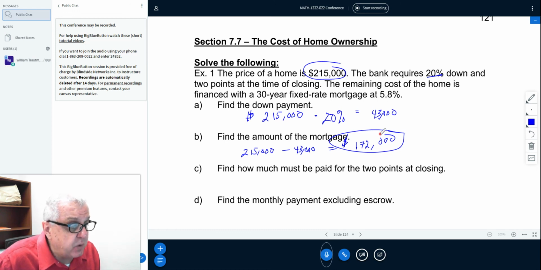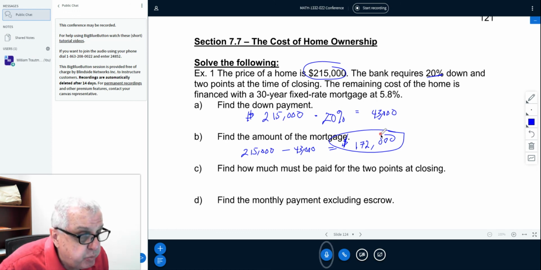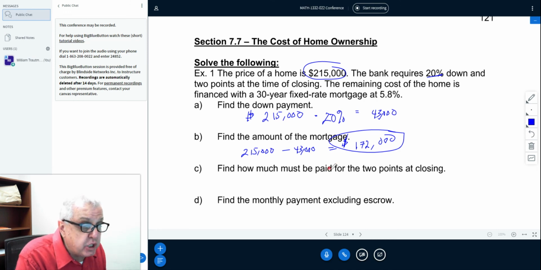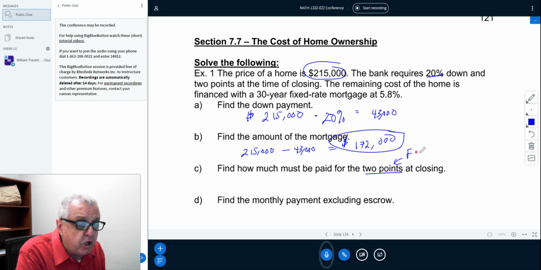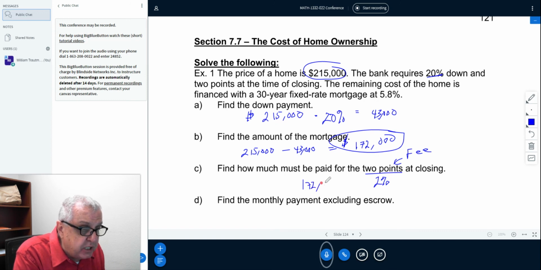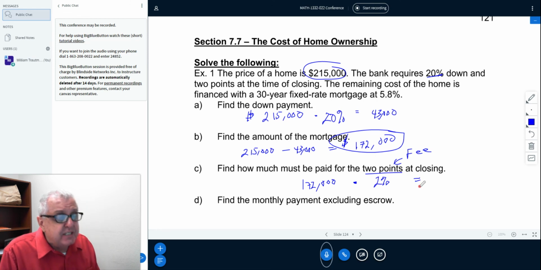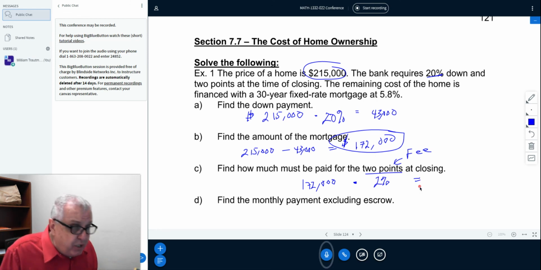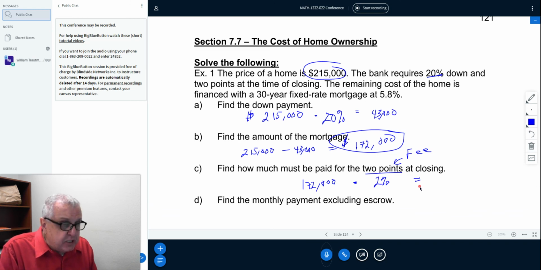Now they're going to ask how much must be paid for the 2 points closing. Well, points on closing is a fee. They charge you to do all the paperwork and give you the loan. It's a fee. 2 points is 2%, so it's 2% of the loan. The loan is $172,000, and you have to give them 2% of that just to do the loan. You still owe 172, but the 2% is a fee for them to do all the paperwork.